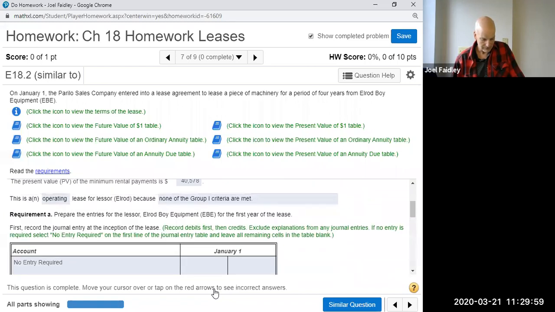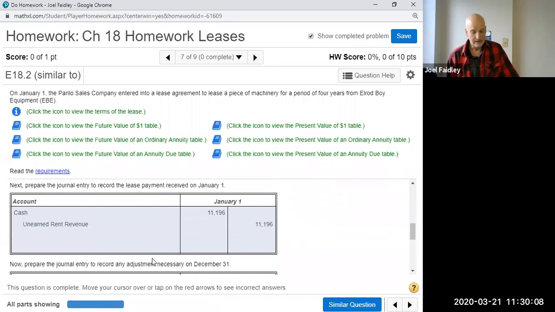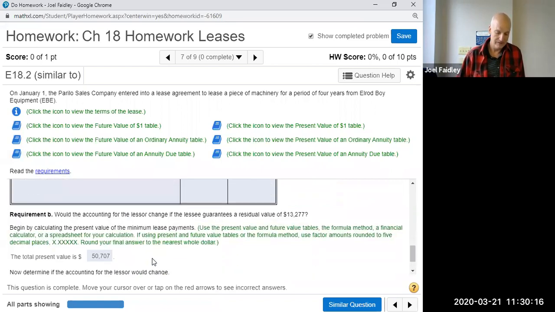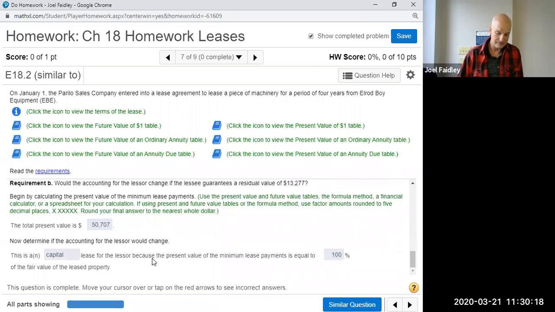So there's no transfer of anything since it's an operating lease. This is a lessor. Now, this is a separate problem, but it goes along with the last one we just worked on. So we do have a cash entry because I'm receiving the cash that's being paid by the other company. So I earn rent revenue at the end of the year. I just reverse that out. Then part B is, I guess, the more complicated part of this.